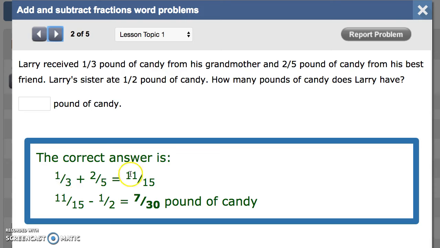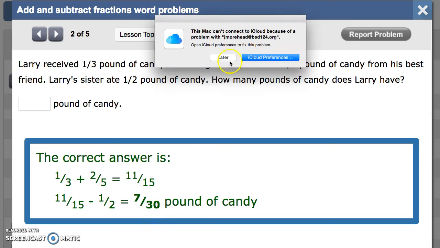So we need to add up, first of all, to see how much candy he had, which is 11/15, and then how much candy his sister ate. We have to take that away from his candy, and we're left with 7/30ths of a pound.